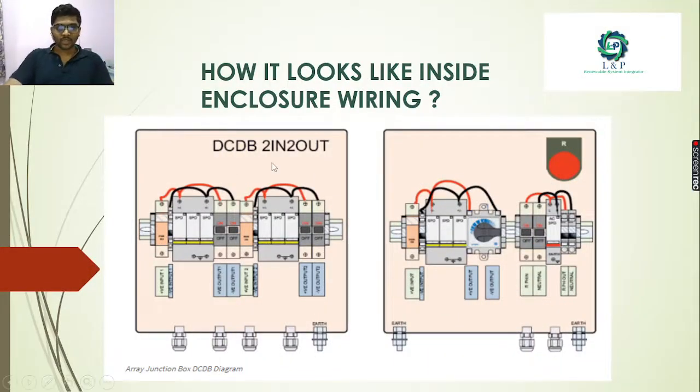This is one example of a DCDB with 2 input and 2 output supply. See here there is input 1 and input 2. We are providing surge protection devices here, and we have glands for the cable entry and for the cable exit, and we are providing a gland for the earth cable entry also. And this is the ACDB, which is a 1 in 1 out DCDB with AC switch protection, as well as the AC SPD also.